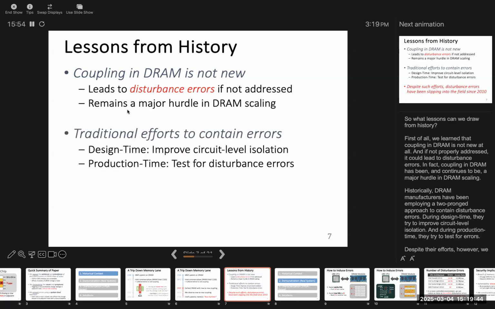So traditionally, how have people tried to address the problem, because it is not something new which they have discovered? One option is that at design time, you improve the circuit-level isolation, which basically means you use some techniques to isolate one transistor from the other in such a way that the operation performed by one transistor does not affect other neighboring transistors on the same chip. The other option is that once you have produced the chip, you test for disturbance errors, and those chips which are erroneous, you throw them away.